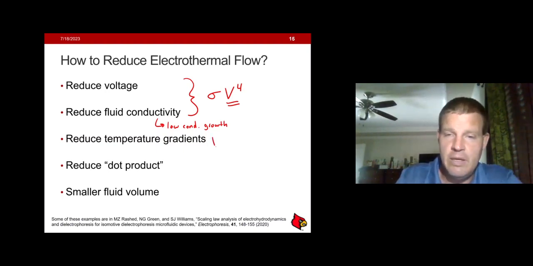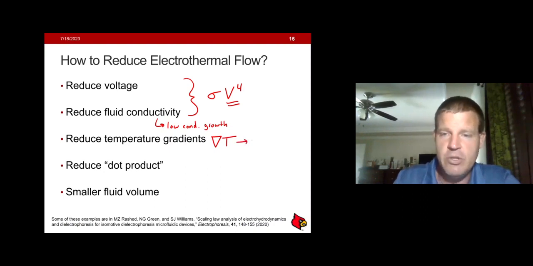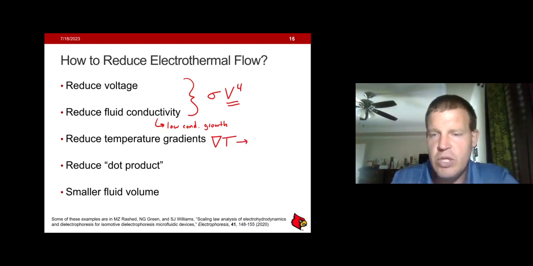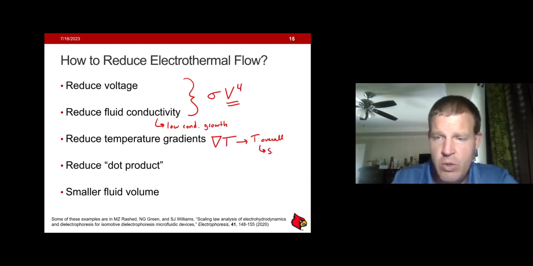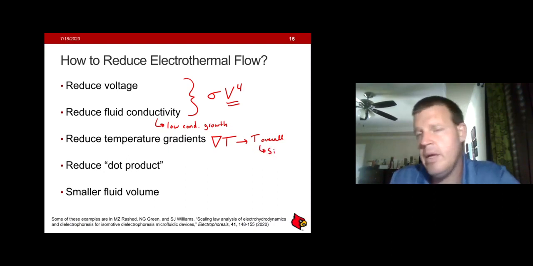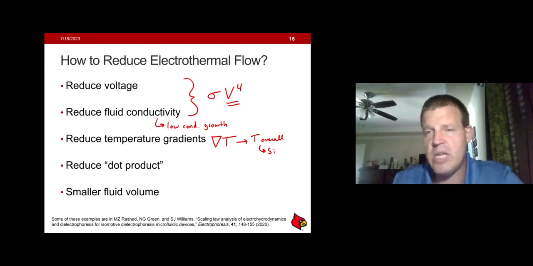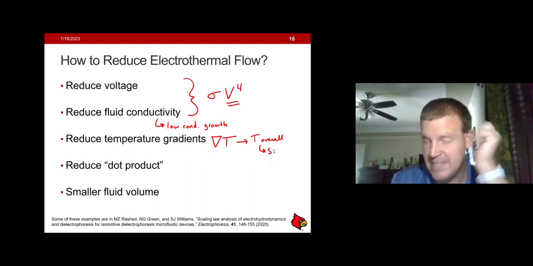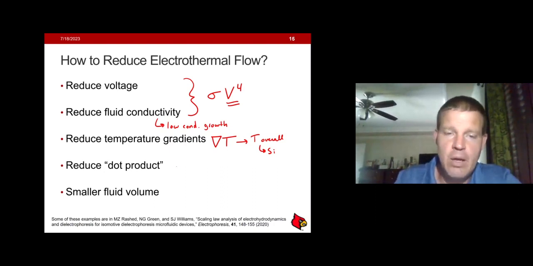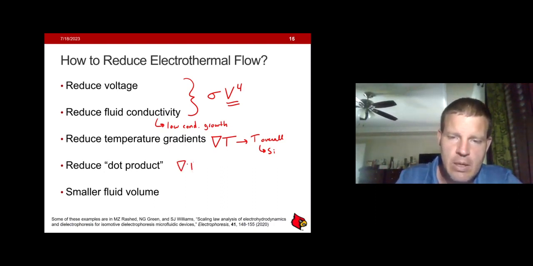Another thing is to reduce the temperature gradient. Now, how could you potentially do that? Well, you can reduce the temperature gradient by also changing the overall temperature. And one way of doing that is maybe you want to have a silicon substrate instead of a glass substrate. That can transfer your heat out a little bit more. So that's one example.